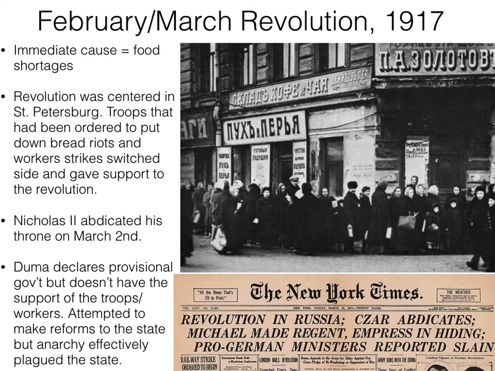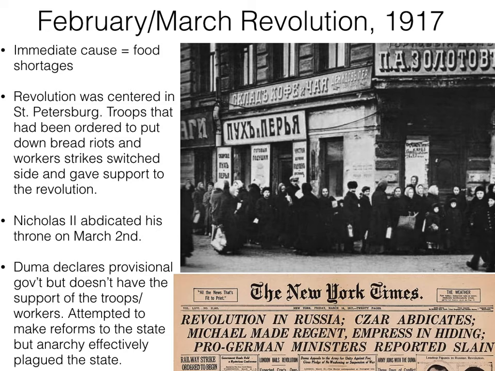So this revolution is going to be centered in St. Petersburg. Troops are going to be ordered to put down bread riots. Once these troops start violently putting down bread riots and worker strikes, they start to see that they're persecuting their own people, and because the government is doing such a horrible job, the soldiers who had been keeping things in line switch sides and support the people. And so Nicholas is going to abdicate.